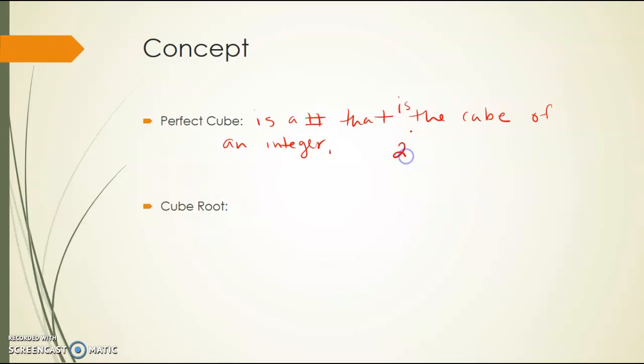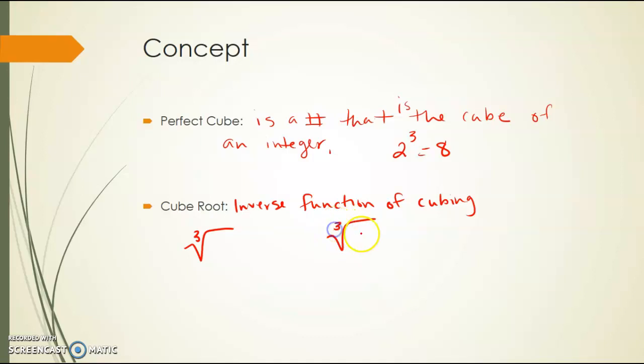So, like, 2 cubed equals 8. So, 8 is the perfect cube because it is the cube of the integer 2. And we'll talk more about those. A cube root is the inverse function of cubing. This is a cube root symbol. It's the square root with the 3 written in the little check area. So if I do the cube root of 8, the answer is going to equal 2. So it's that inverse operation.